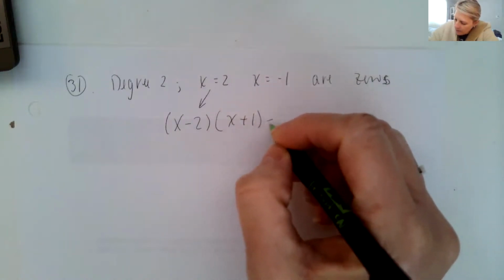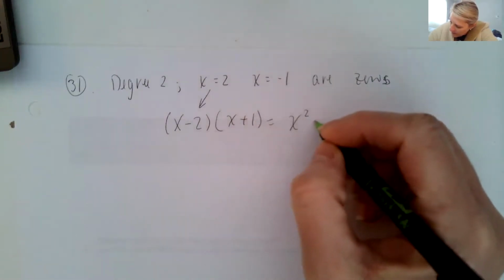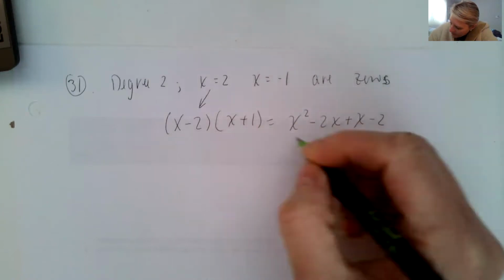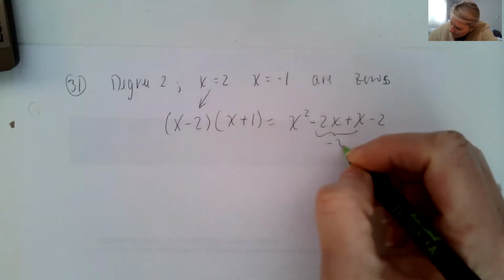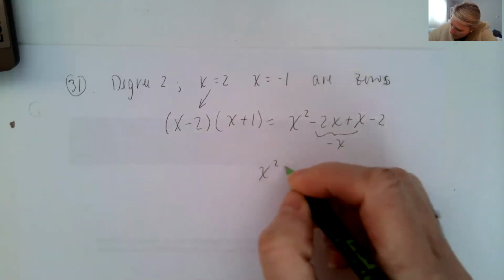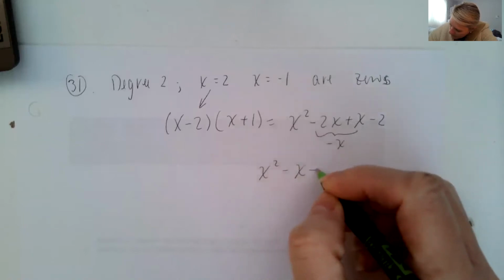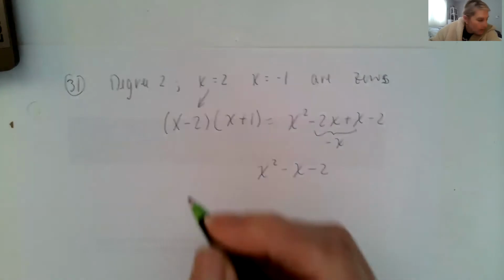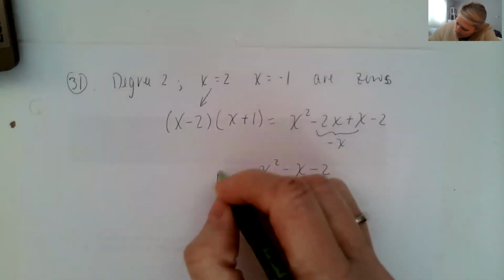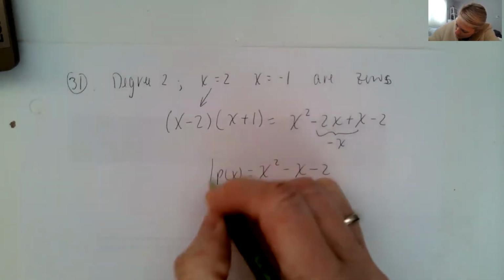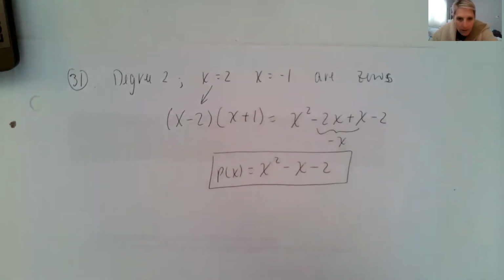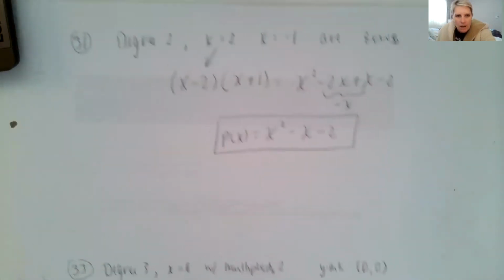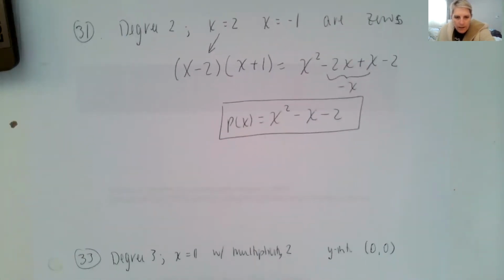And let's go ahead and multiply these together. We get x squared minus 2x plus x minus 2. So x squared minus x minus 2. P of x, they wanted us to name it. Okay, now a could be something different, but they didn't give us any restrictions on a y-intercept or anything to be able to find a.